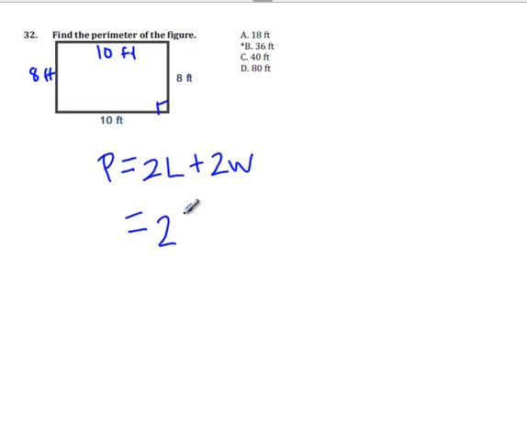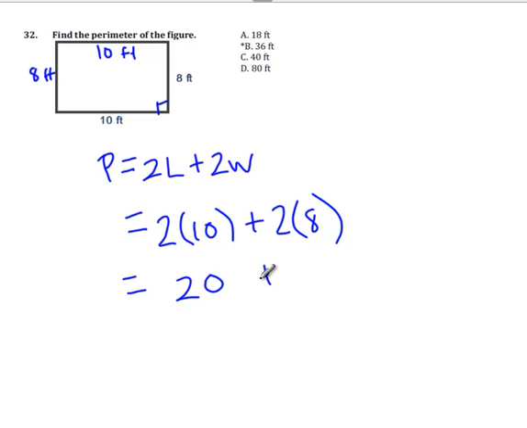So 2 times 10 plus 2 times 8, which would give you the same as 10 plus 10 plus 8 plus 8. 20 added to 16 is 36. And perimeter is measured in linear units, so our answer is 36 feet.